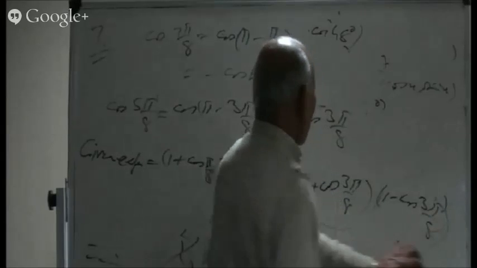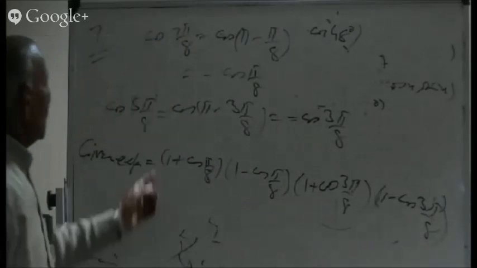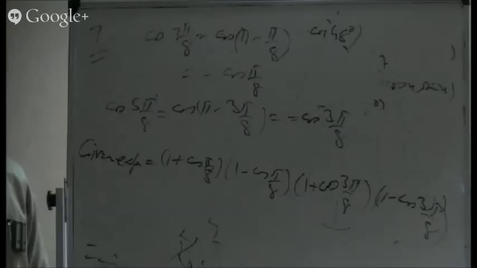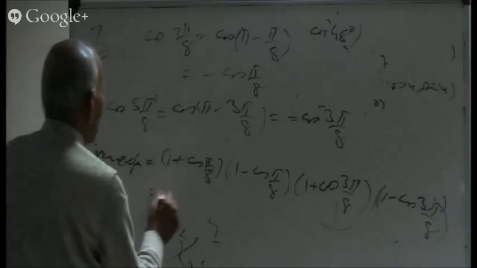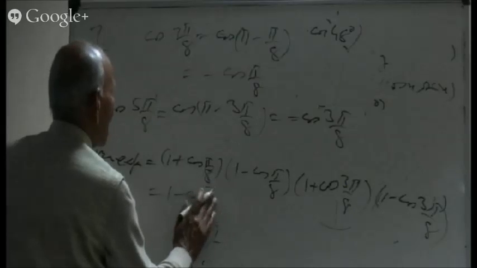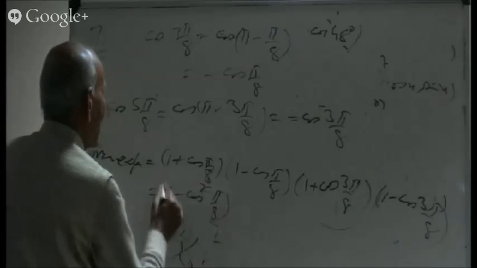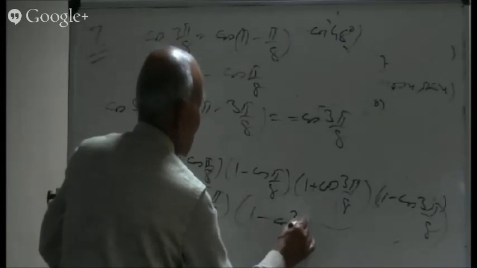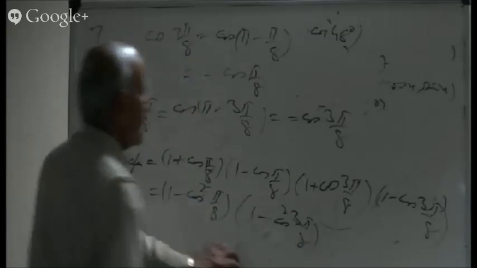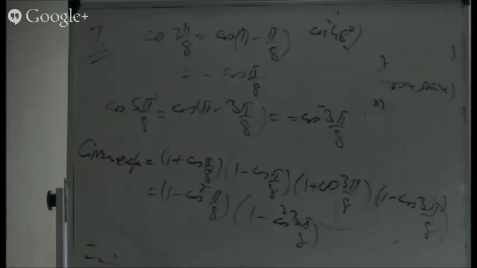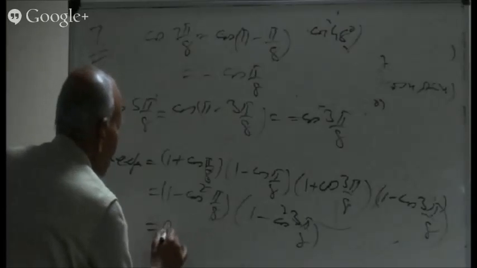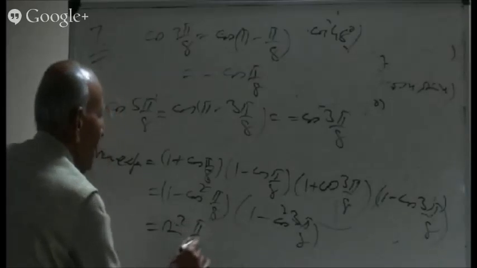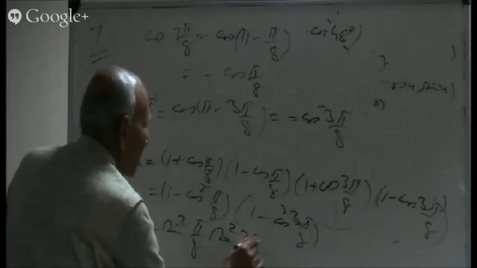What is the advantage of writing like this? It gives you 1 plus cos A into 1 minus cos A, so 1 minus cos square. So here is 1 minus cos square pi by 8 into 1 minus cos square 3 pi by 8. And what is 1 minus cos square x? Sine square x. So we can convert it into sine square pi by 8, and then sine square 3 pi by 8.